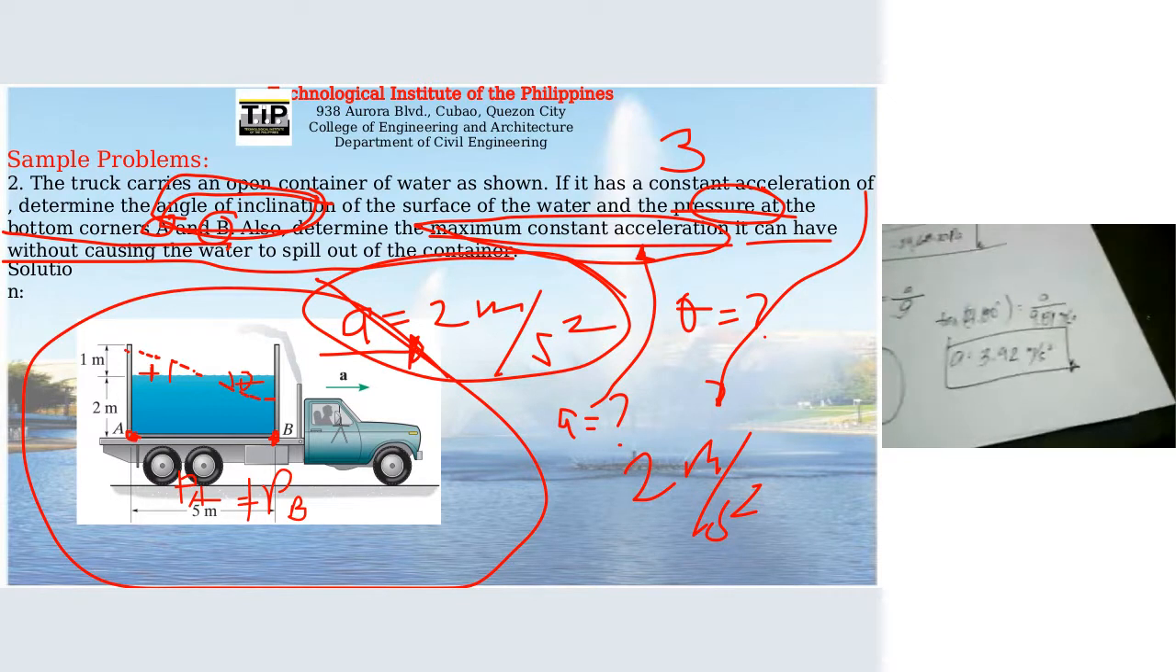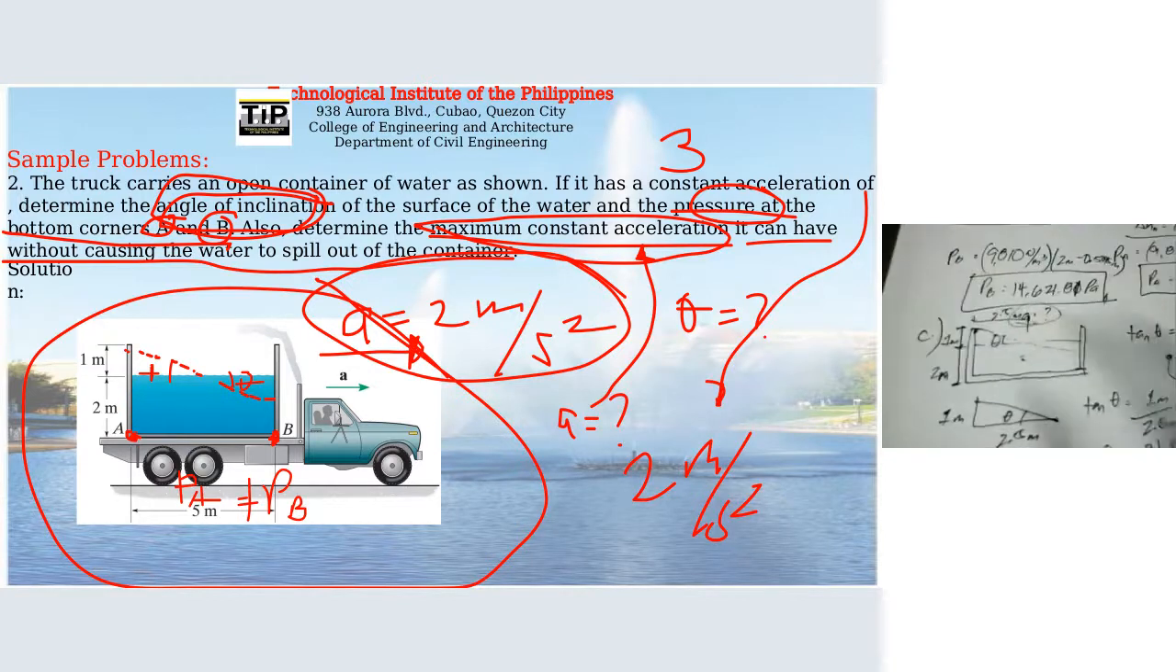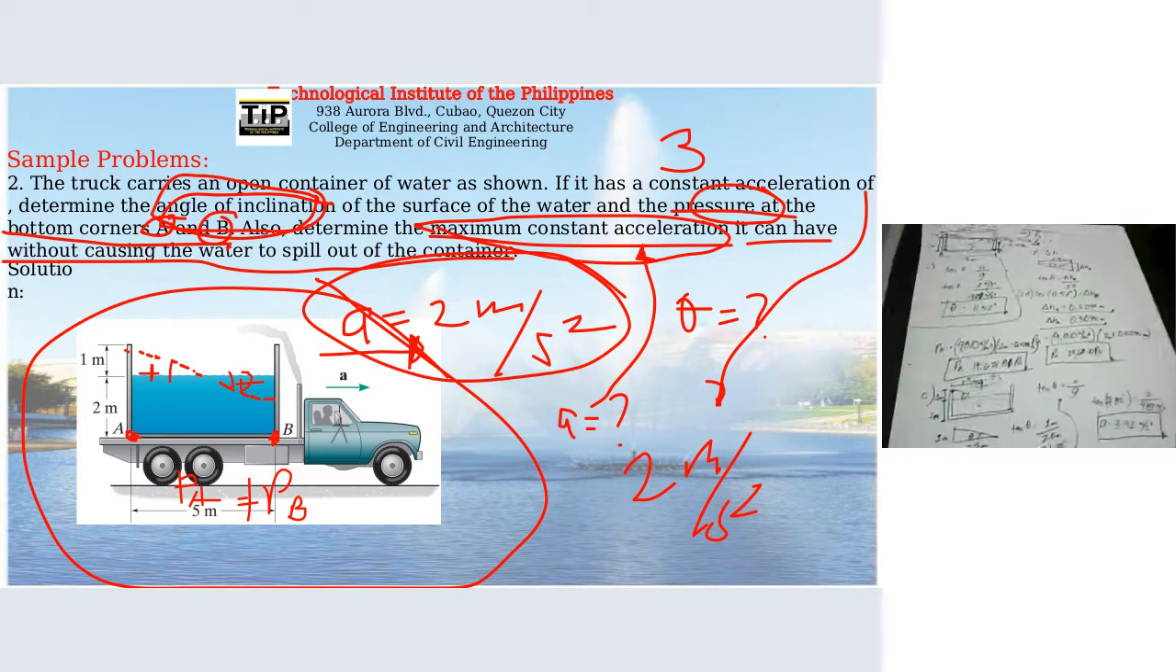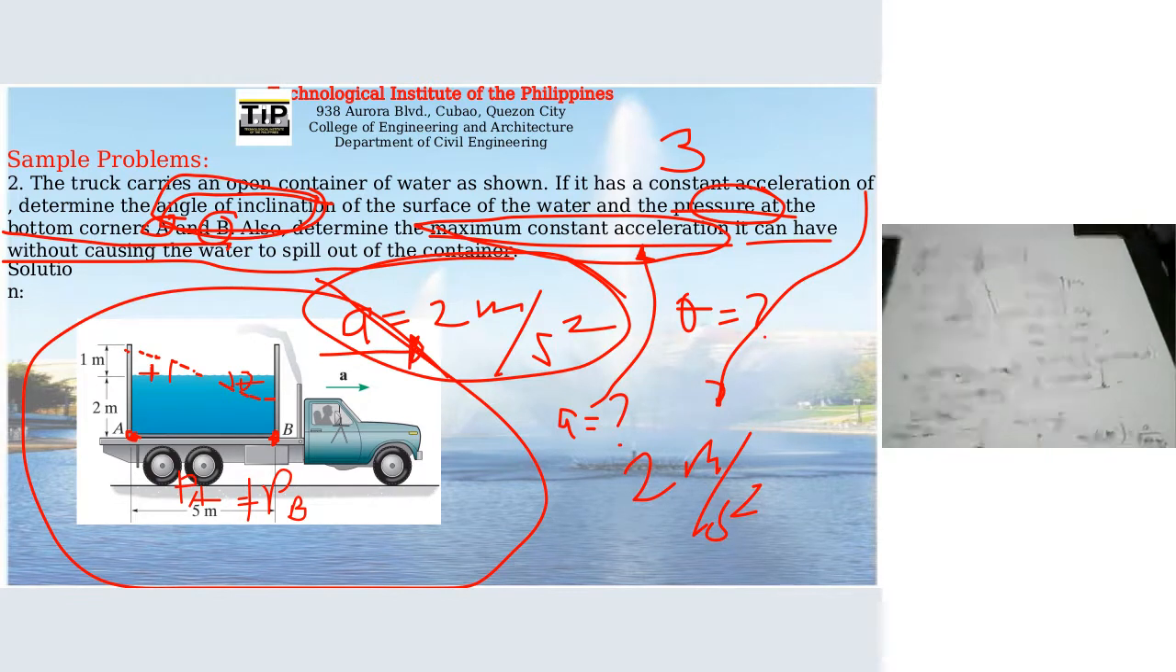No? So any other value higher than this, let's say for example 4 meter per second squared, matatapon na si tubig sa ganong acceleration, no? Sa ganong kabilis na increase ng velocity. So that's how we solve this problem. Any questions?